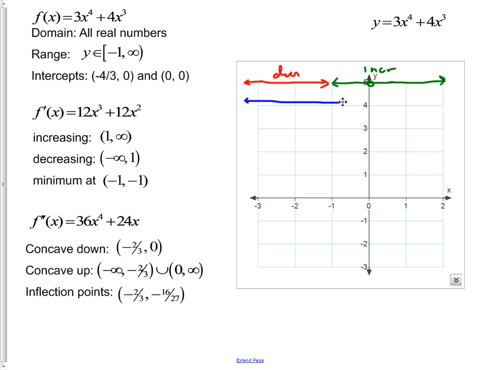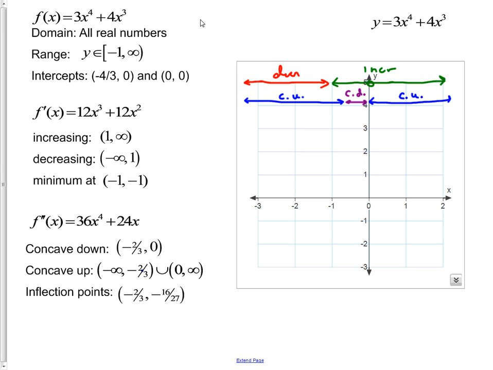We also said that the function would be concave up on the interval from negative infinity all the way up to negative 2/3, right about there. It would be concave down on the little interval from negative 2/3 to 0, so concave down here. And then it would be concave up again all the way off to positive infinity. So concave up, right? We can outline those.